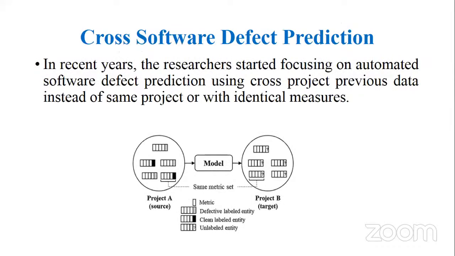Cross software defect prediction model means in recent years the researchers started focusing on automated software defect prediction using cross project defect previous data instead of same project or with identical measures. That means same project, source project or same, target project or same, that data sets are same. That is easy to collect the data, easy to access the data and test the data. That is called cross software defect prediction.